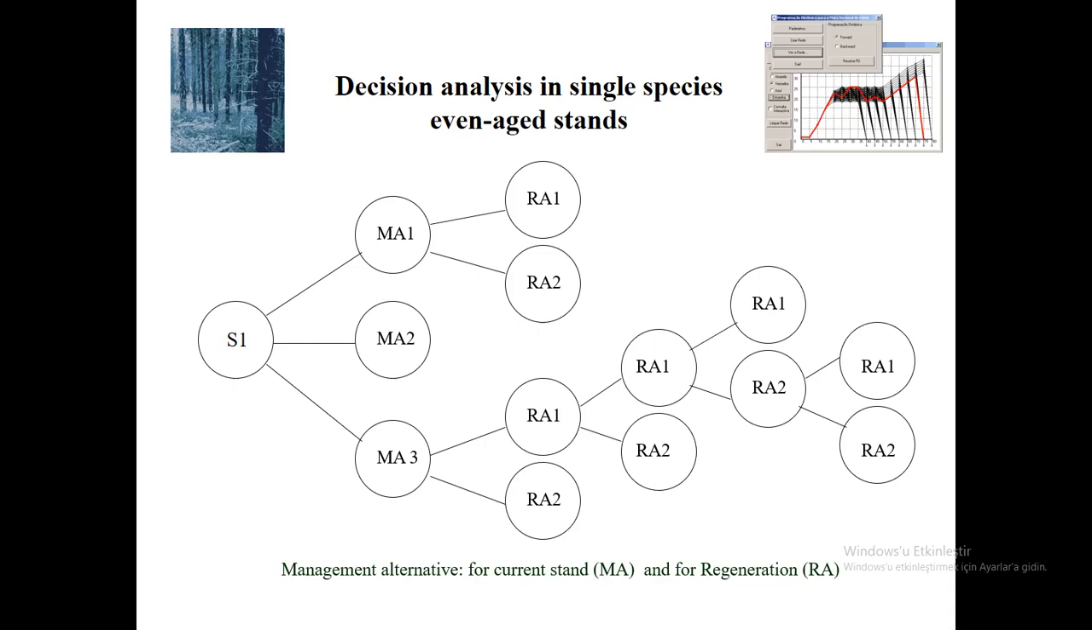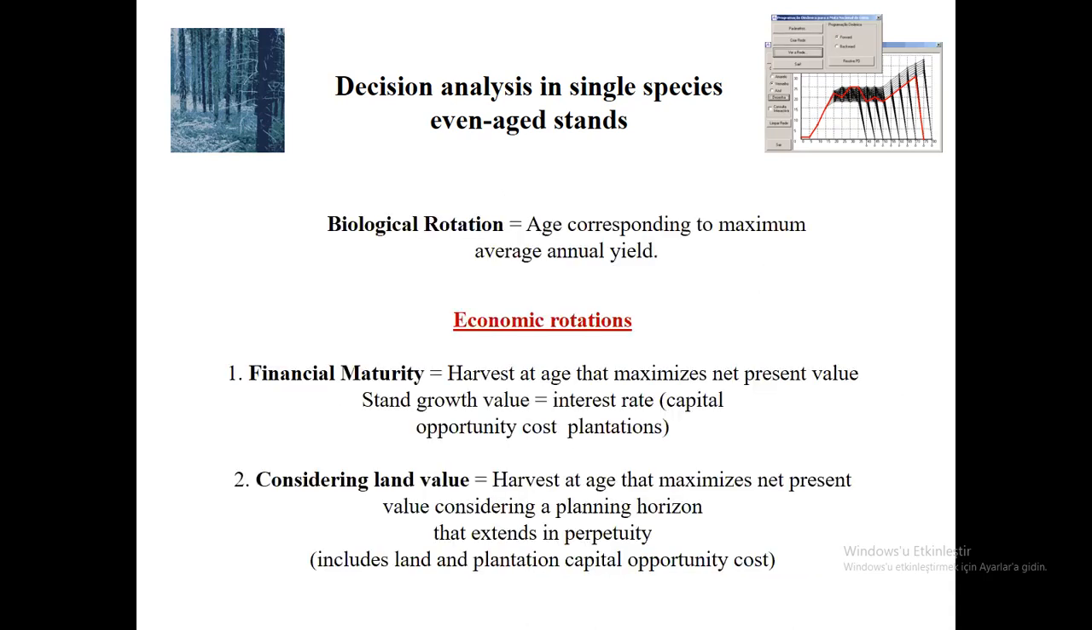We may need to use or consult other decision-making techniques, such as dynamic programming, which we will talk about. As we talked about, there are two things that we will decide: first, the best treatment regime, and second, the appropriate rotation period. So what do we mean by rotation period? Because there are different definitions of rotation periods, and we'll illustrate in a moment. So biological rotation, you would say, is the age that corresponds to the maximum average annual yield. That is called the biological rotation. We'll illustrate in a moment.